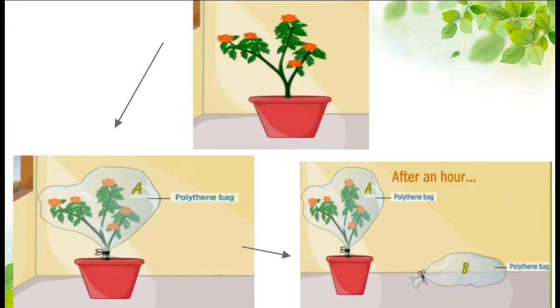Let us perform a simple experiment to show that transpiration takes place in the plants. Take a medium-sized, well-watered potted plant, cover it with a transparent polythene bag A, and tie its mouth at the base of the stem. Next, to the potted plant, place an empty polythene bag B, with its mouth tied. Expose this setup to sunlight for an hour or two.